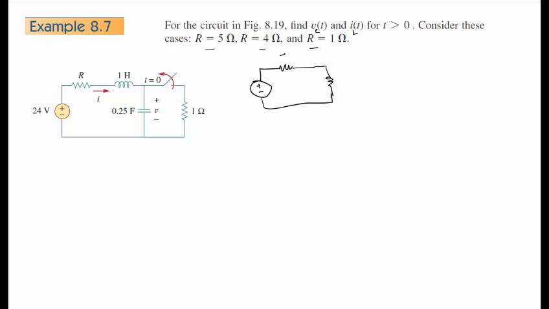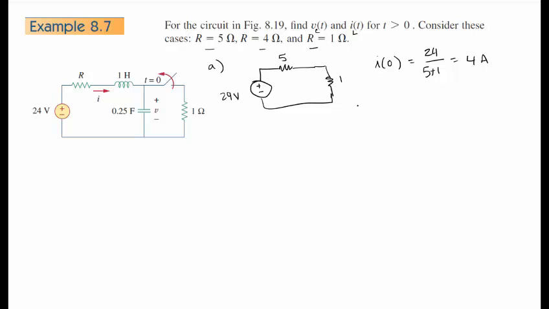So for case 1, case A, whatever, we have 5 ohms and we have 1 ohm. It's 24 volts, and so you get I, which is in the inductor, at time 0 is 24 volts divided by 5 plus 1 ohms, and so that will be 4 amps. That's one of our initial conditions.